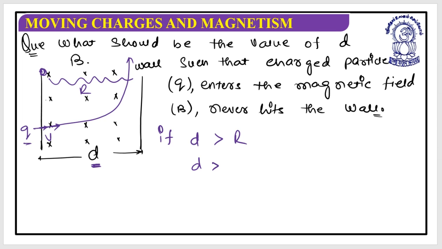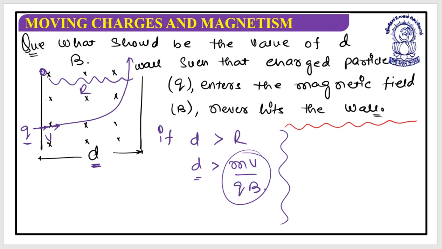So if D is greater than R, what is R? It's mv by qB. So if I arrange the value of D to be greater than mv by qB, then it is not going to hit that wall. I hope this is clear. So is it clear? Even certain times they are not going to ask about this.